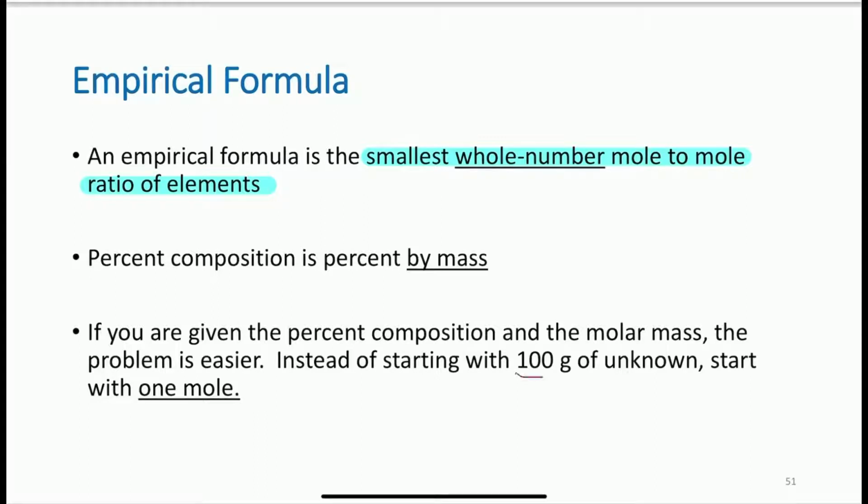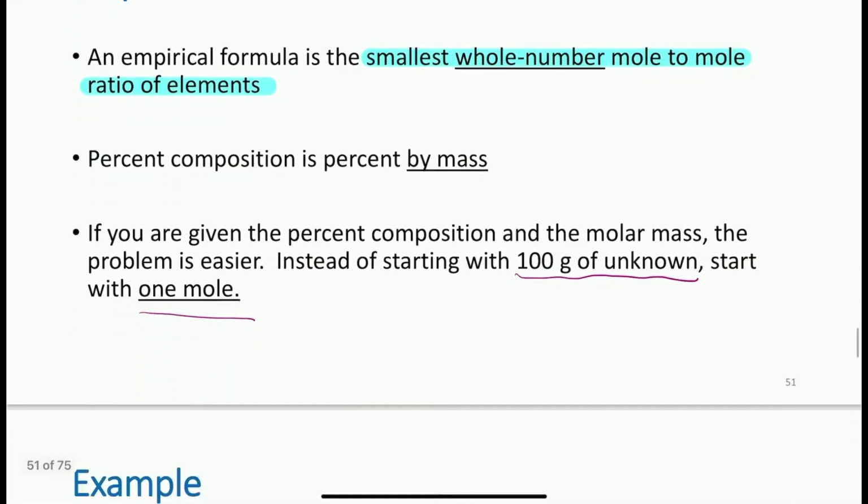So we're going to see examples here where we can start with 100 grams of unknown. We can assume we have 100 grams, so we have a percentage. We could also start with 1 mole if we needed to. There's a lot of different ways we can do these, but let's go ahead and look at some examples.